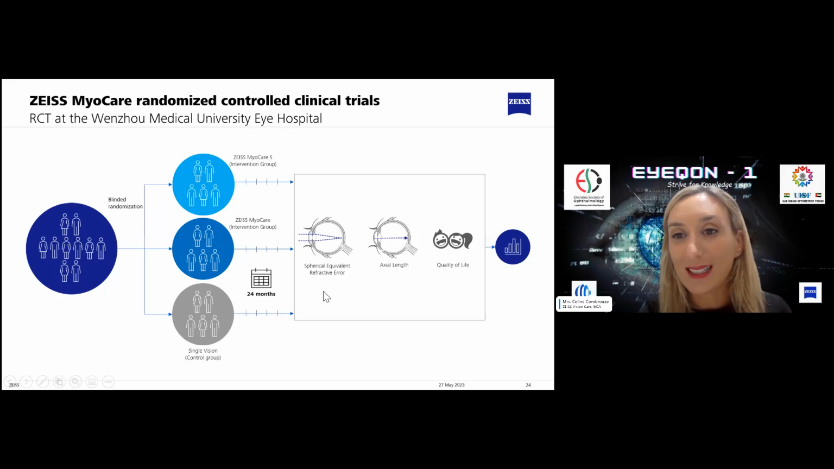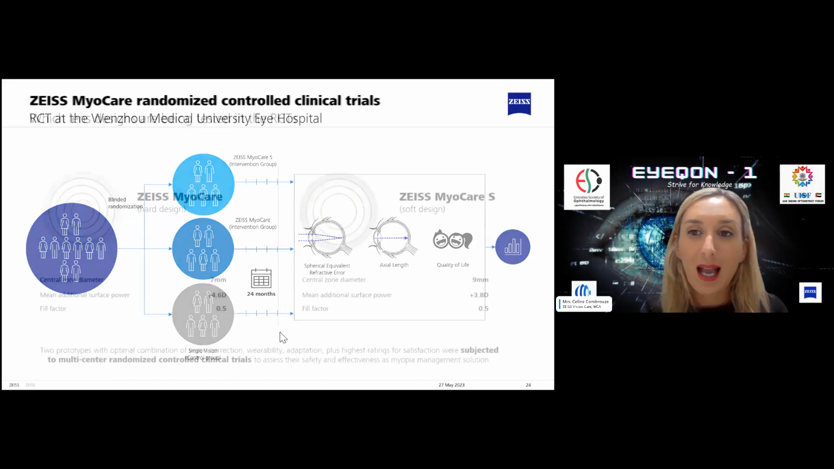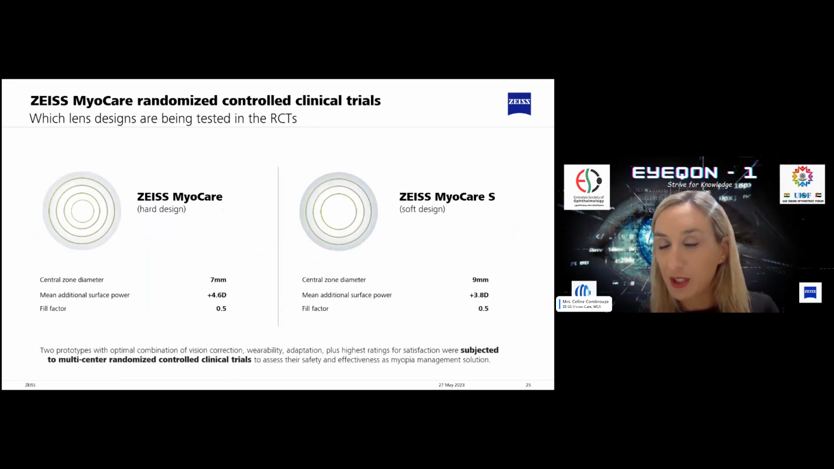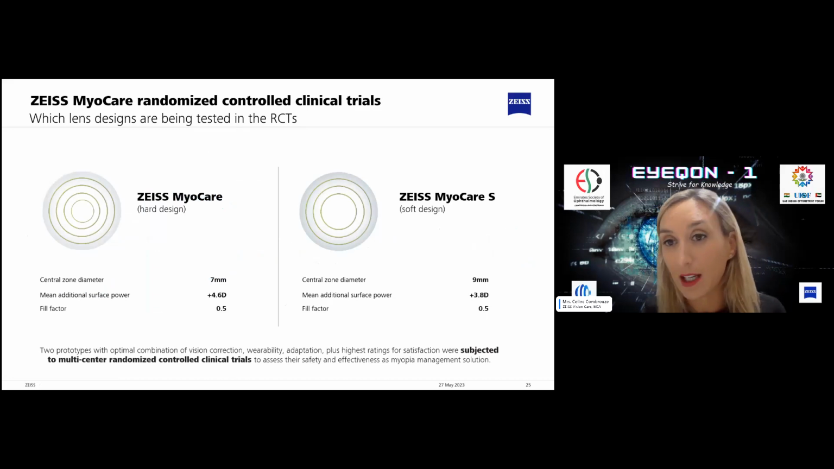We are asking them to come back every 3 months. We measure the spherical refraction, axial length, and quality of life, okay? As I said, we had been trying 12 different designs, and actually, this study was supposed to help us to find which design to keep.